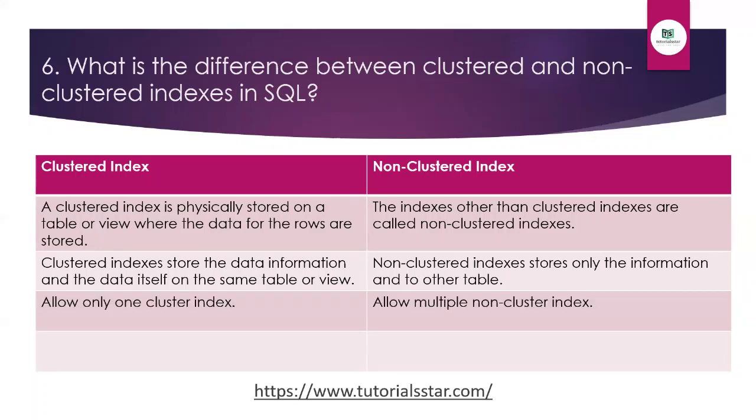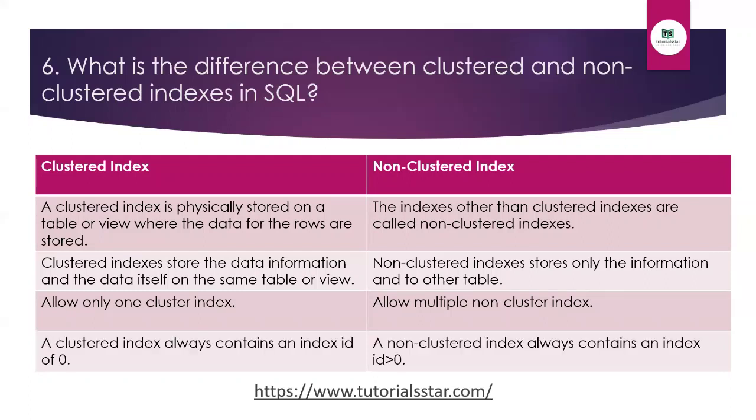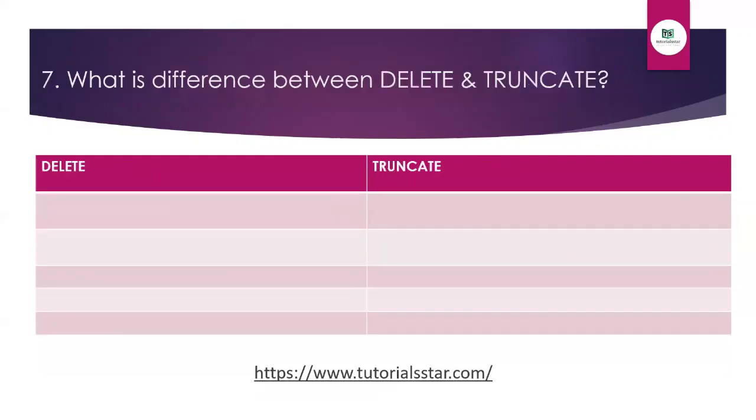Next difference is, we can have only one clustered index per table, whereas we can have multiple non-clustered indexes per table. Next difference is, a clustered index always contains an index ID of 0, whereas a non-clustered index always contains an index ID greater than 0.